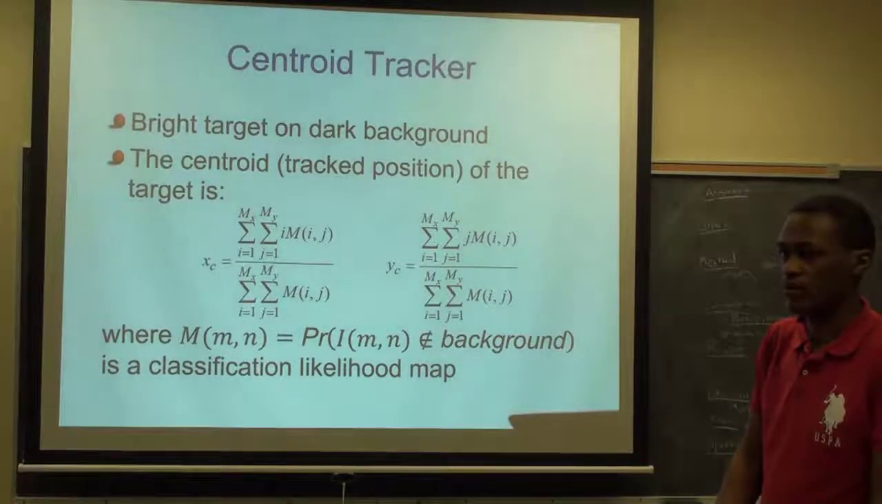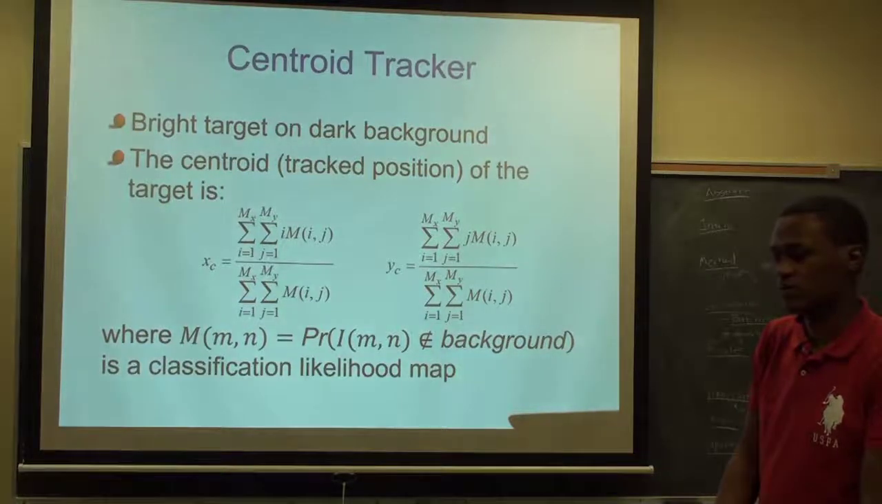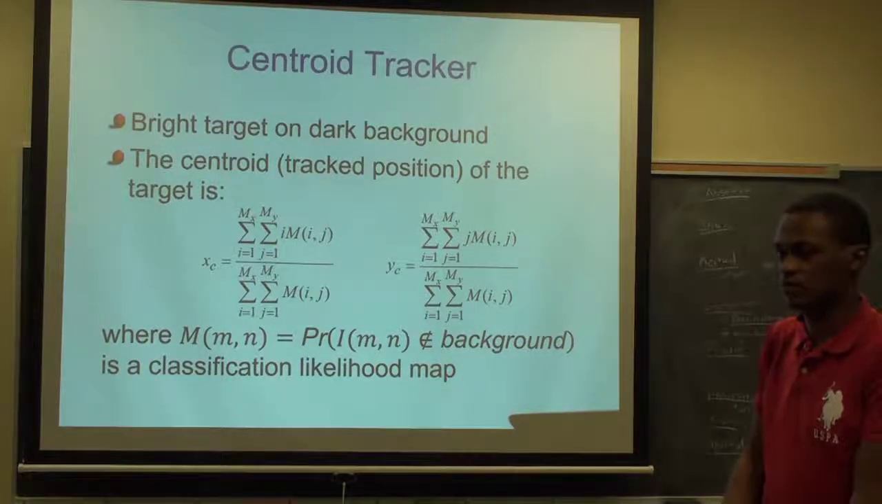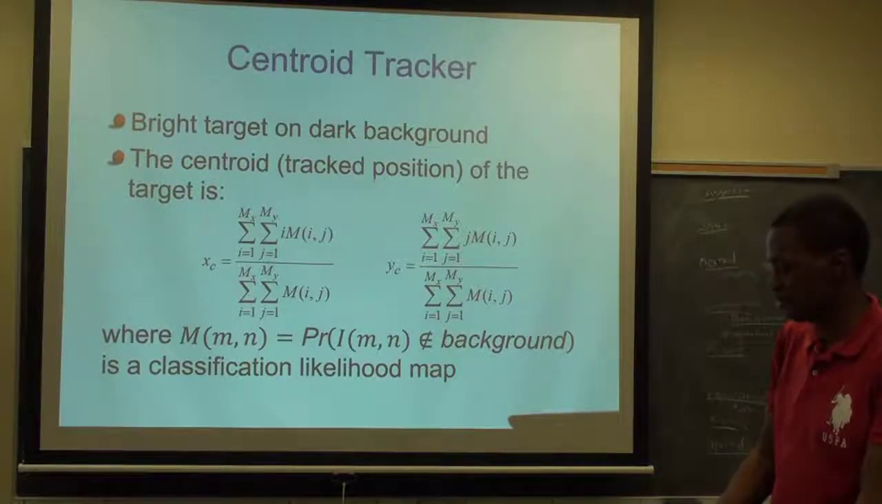Now, how do you find the centroid? You're basically scanning from left to right, one by one, and multiplying by how far it is from the beginning of the image, which is just I. So I is running and J is running from one to the size of the image, in the X direction and the Y direction. Then you multiply I by the value of the binary image, which is the value M at point IJ.